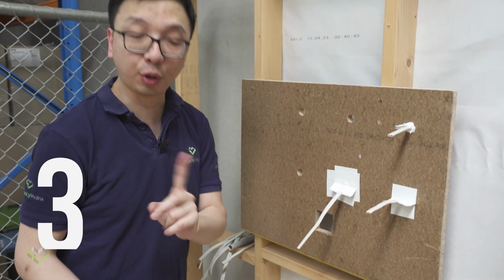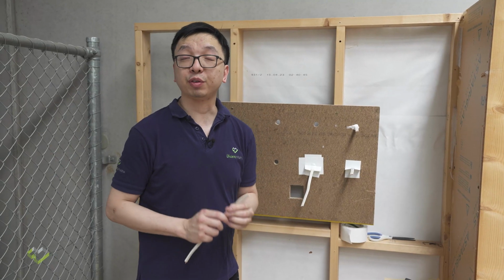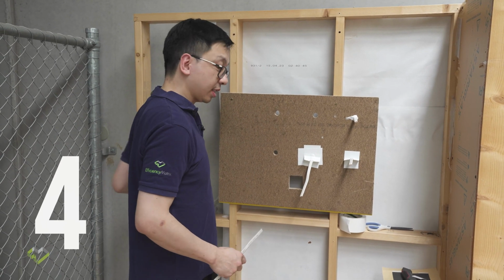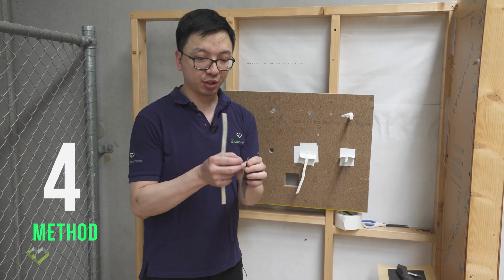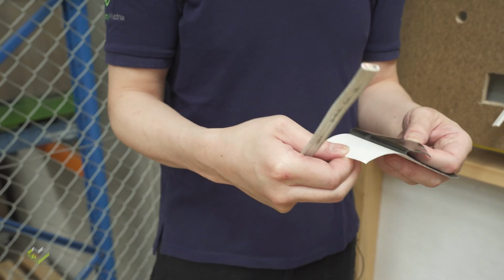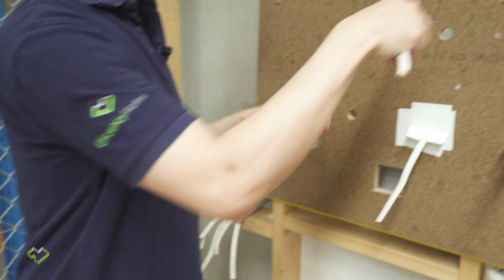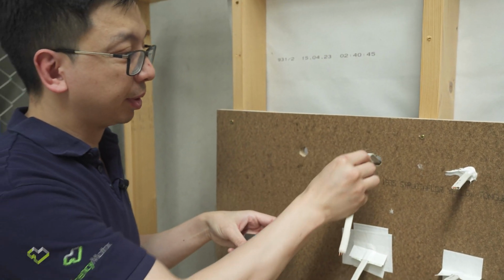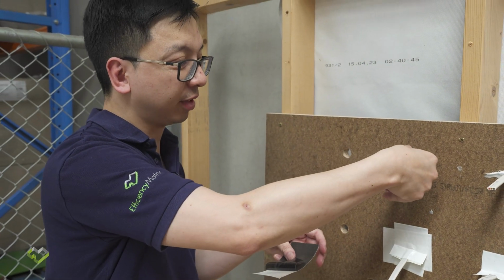This is the third method. Now we come to the fourth method, which is going to use a very special tape. It's an extra stretchy tape that you can pull and stretch. I'm just putting in a piece of cable, pretending it's coming from behind.